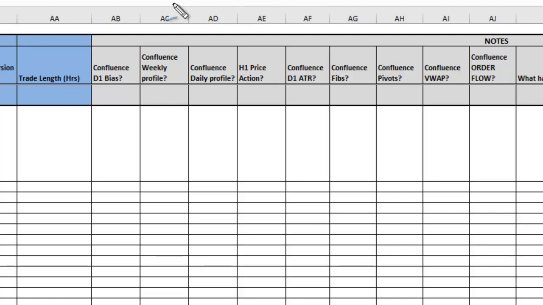So again, with my Boon strategy, I'll fill in these things. If I'm trading a 5-minute level, did I have any of these confluences? Daily bias? Was there a weekly profile level, a daily profile level? Was there hourly price action, bearish engulfing, bullish engulfing, something like that? For the medium term, directional bias. Maybe we were at ATR. Was there fibs? Was there pivot points? Were we at the VWAP? Was there order flow?